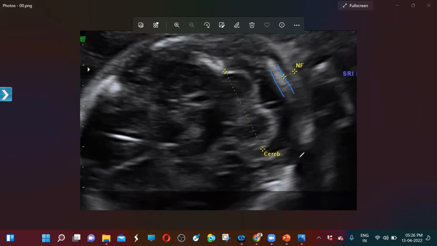And the second question is, what is the normal range of the insular depth? First of all, what is an insula? What is an insula?